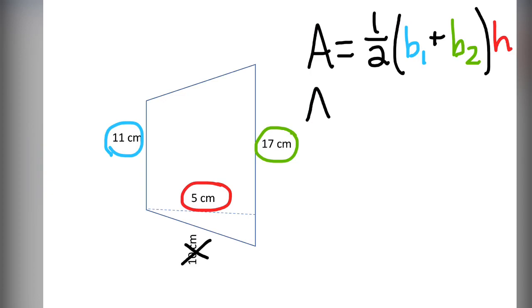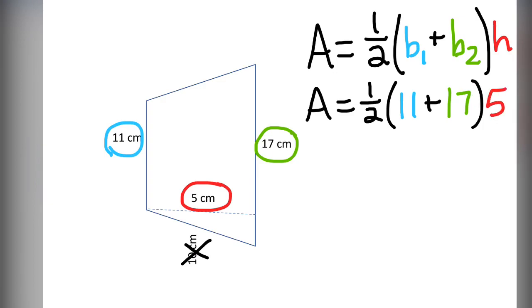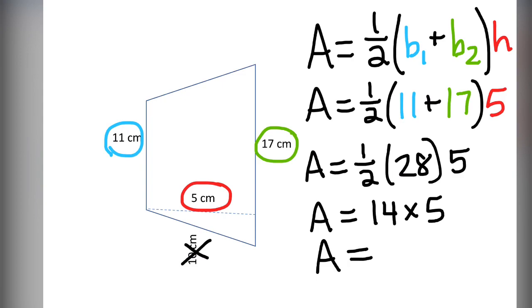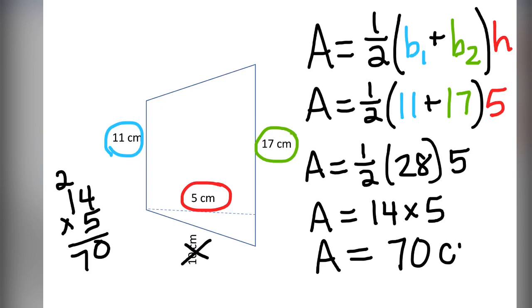Also, hopefully you're able to identify 5 as the height, and remember that the side measurement where it is slanted is not the height. Filling in your answers, filling in all of the measurements, we have 11, 17, and we have 5, each of which are color-coded so that you can see where they came from. We're going to find area equals half of, parentheses first, 28, times 5. What is half of 28? 14 times 5. So area gives us 70 centimeters squared.